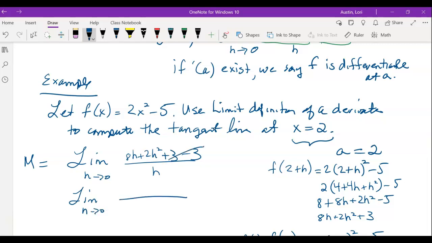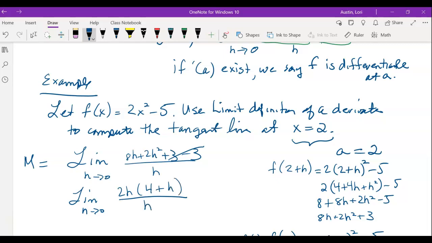Well, 3 minus 3 cancels out, correct? What do I have left? I'm not going to write it yet. I have 8h plus 2h squared. What can I factor? That's the big key here. What can I factor out of that? I can factor out a 2h. Right? So what does that give me? 4 plus h? We go with 4 plus h.